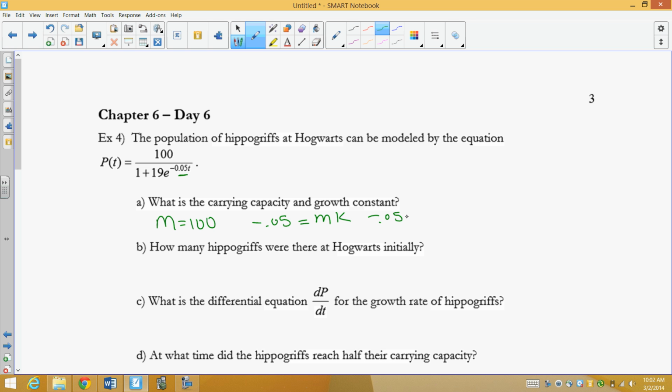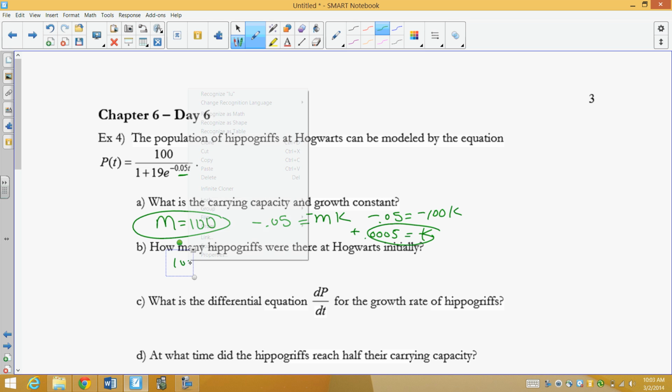So that means, I'm sorry, it's negative Mk. Negative 0.05 is negative 100k. So k is going to be positive 0.0005. So there's my k, there's my M. How many hippogriffs were at Hogwarts initially? So when t equals 0, this becomes 100 divided by 1 plus 19 e to the 0. 5 hippogriffs at first.